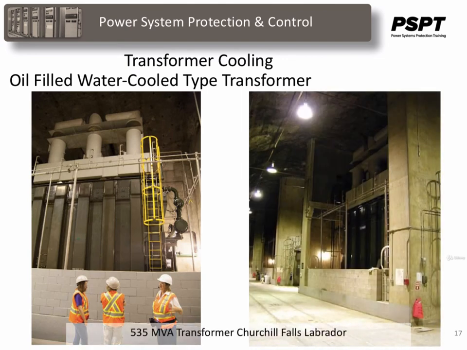Such is the case at Churchill Falls Generating Station in Labrador, where 11 535 MVA transformers are cooled in this fashion. By the way, the secondary bus connections are also cooled in this way because the amperage of the secondary connections is in the neighborhood of 33,000 amps.